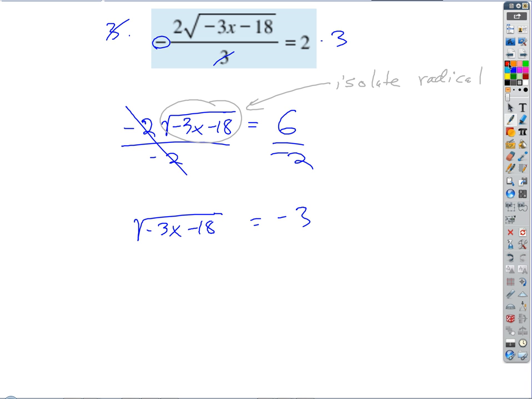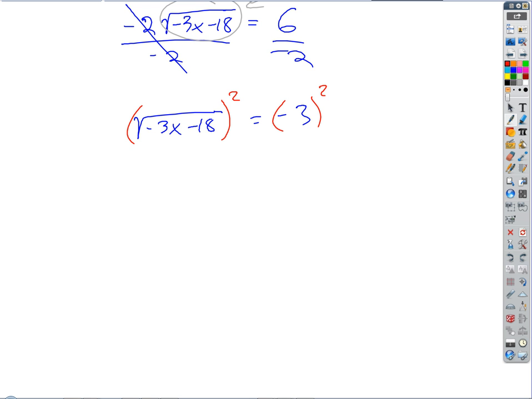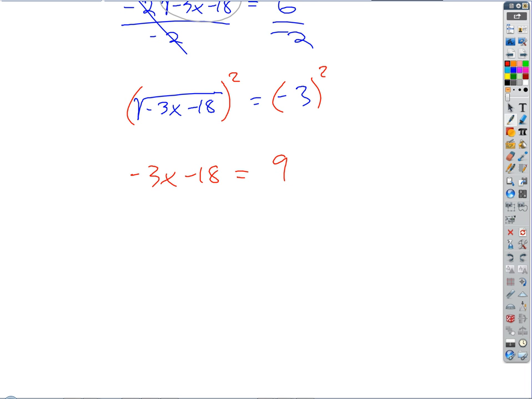Okay, so if we square both sides. Now, what's wrong with what I did on the right side there? You've got to put it in parentheses. Remember, if I square a negative, I always have to put it in parentheses. So on the left side, we get negative 3x minus 18. On the right side, we get positive 9. So what are the two steps in order to solve for x? Add 18, and then divide by negative 3.